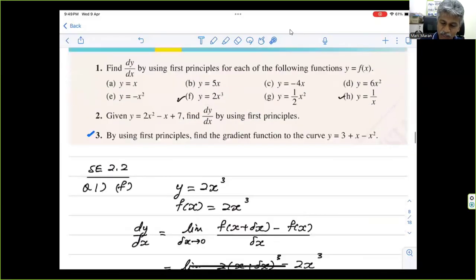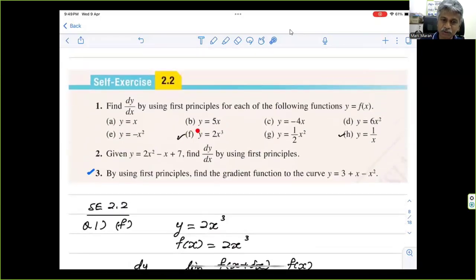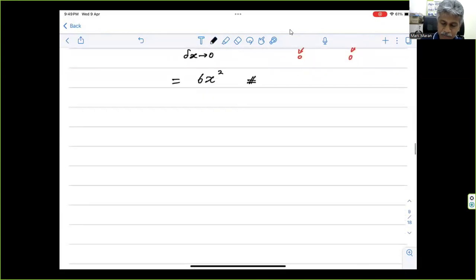So question number 1F is here. I'll show you one more question, how to do H, and then probably question number 3 as well. So we will look at this question. It looks very simple. Y is 1 over x. So question number 1H. You are given y is equal to 1 over x, and you are asked to find dy dx from first principle.